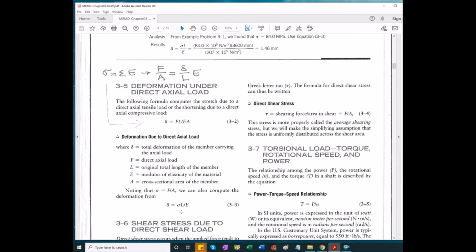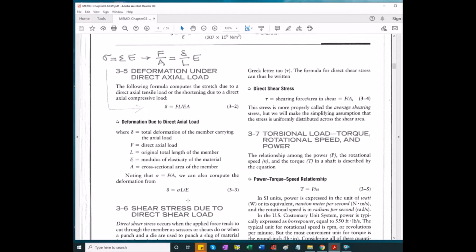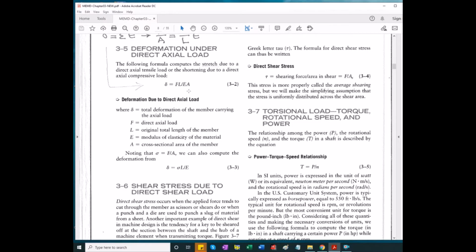Or you can also use sigma, that is the stress. So working with this, sigma, it'll be delta is sigma times L over E, a second form for the strain calculation in direct tension or compression.